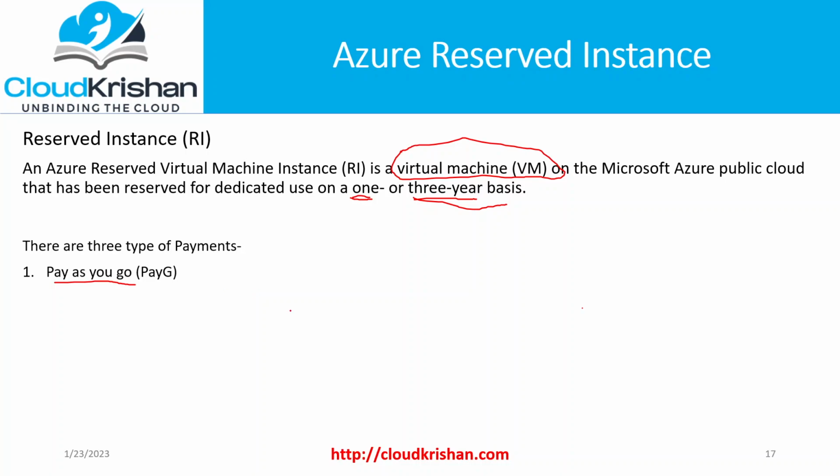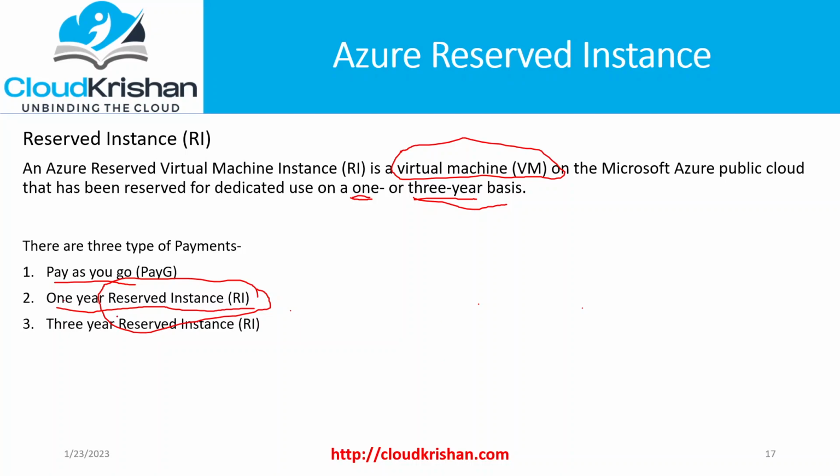Now, the second type of payment is 1 year reserved instance. As we said, 1 year and 3 year. If you know you need this virtual machine for 1 year, then you should go for the reserved instance. Why? Because if we commit to Microsoft for 1 year, Microsoft reduces the cost of that virtual machine. The third one is 3 year reserved instance. If you know you are going to use this virtual machine for 3 years, you will commit to Microsoft for 3 years, and then your cost will reduce even more.